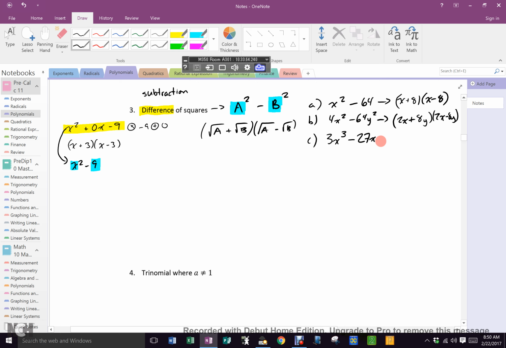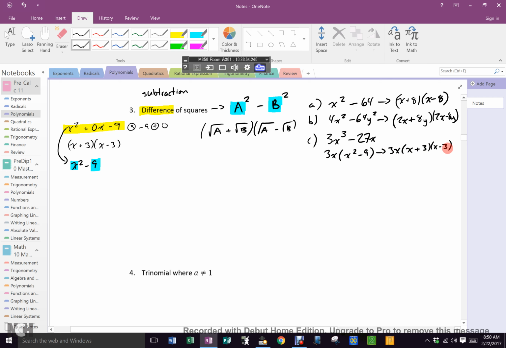What should I do? This is just what you asked about, Lucas. What should I do? Take out a 3? 3x. And that leaves you with x squared minus 9. Now what? 3x and square root of the first one, x, plus square root of the second one.